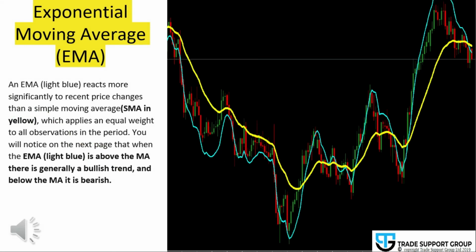The exponential moving average, or EMA indicator, was developed to counter the lagging weakness of the simple moving average. It does this by weighing more recent prices heavily. In this chart, you can see that the EMA, which is the light blue, is above the moving average, which is the yellow. There is generally a bullish trend during this time, and below the moving average, it's a bearish trend.